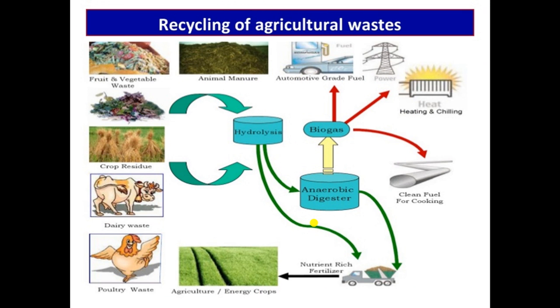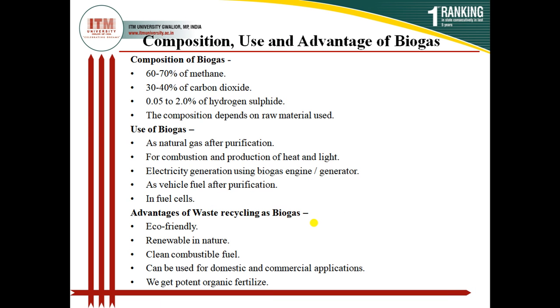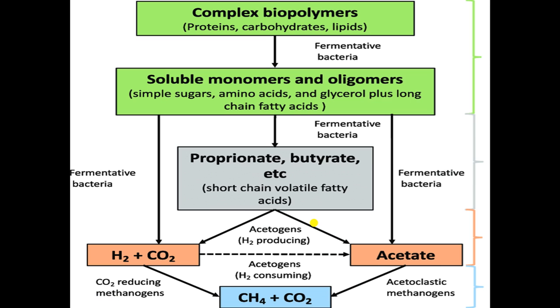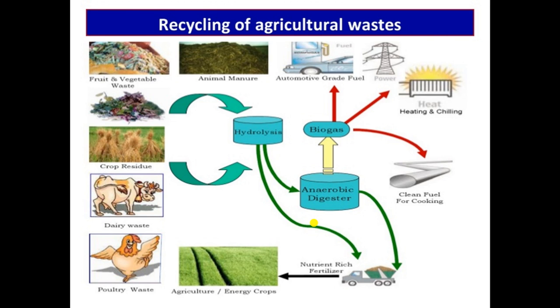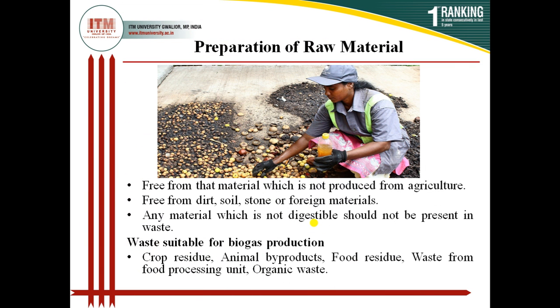Biogas is a gas which is produced by the anaerobic decomposition of organic material. It is a gas rich in methane, and methane is the main component of that gas.